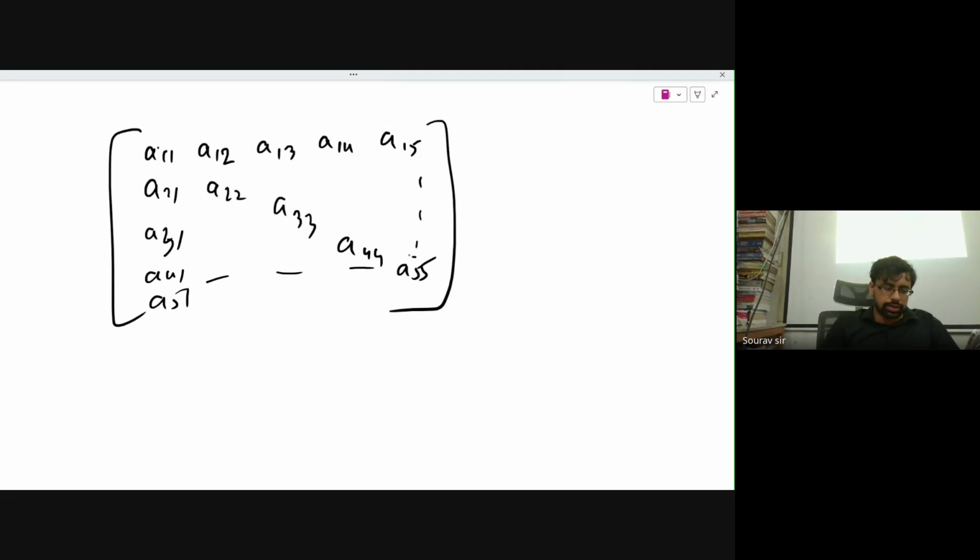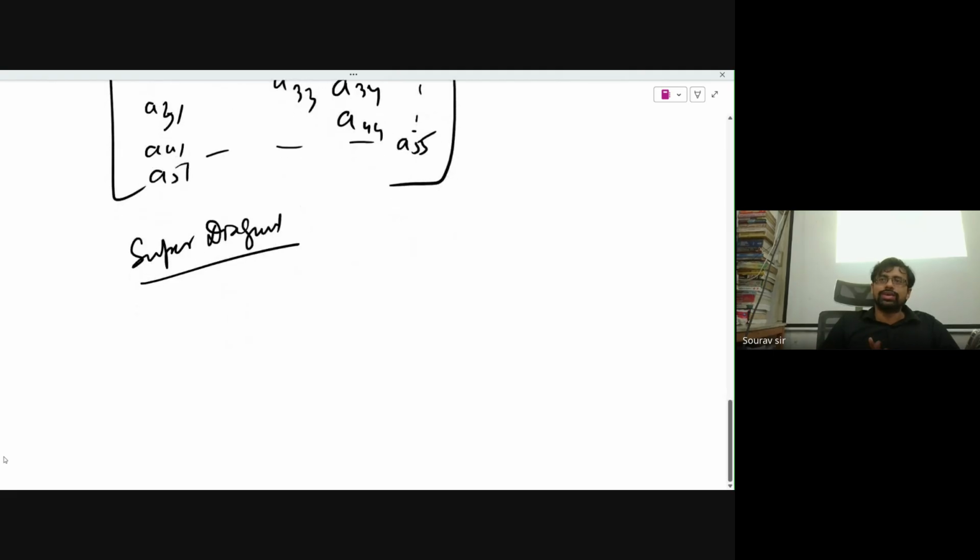So what can you say? What is the super diagonal? सुपर डायगोनल क्या है? लिख लीजिए। Many students don't know about the super diagonal, क्योंकि प्रिंसिपल डायगोनल ही हमें पता है, ठीक है ना। So super diagonal is just above the principal diagonal.